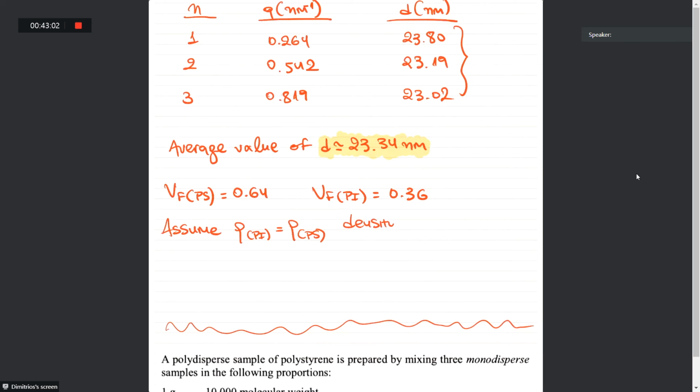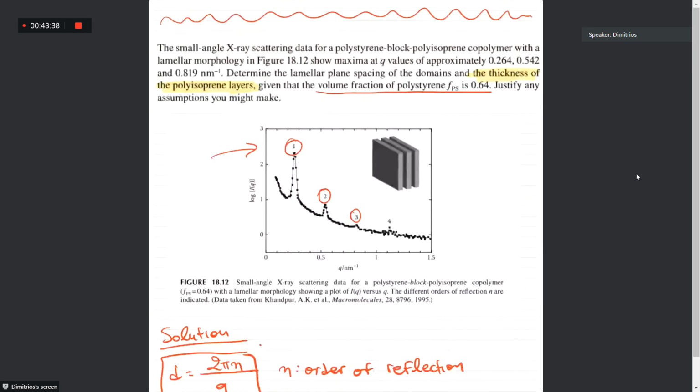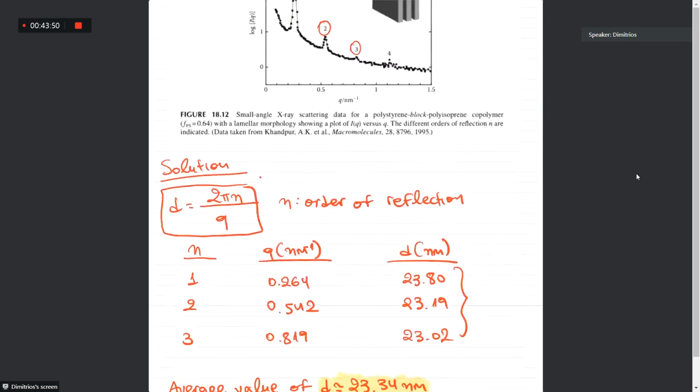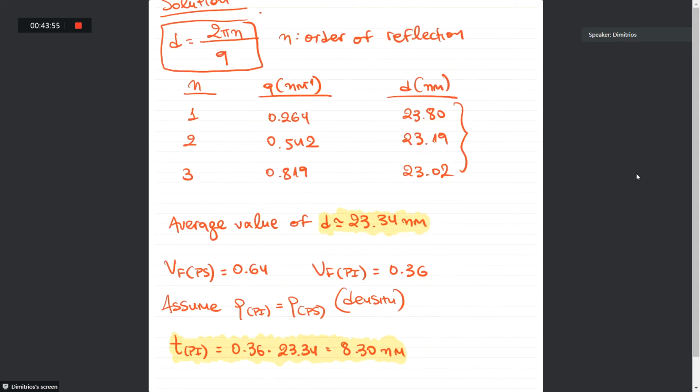That is the density. In this case, the thickness of the polyisoprene layers equals 0.36 times 23.34, which is 8.30 nanometers. John was very close, but we have the volume fraction of polystyrene here, and we want the thickness of polyisoprene. So we need to adjust this equation for the volume fraction of polyisoprene.